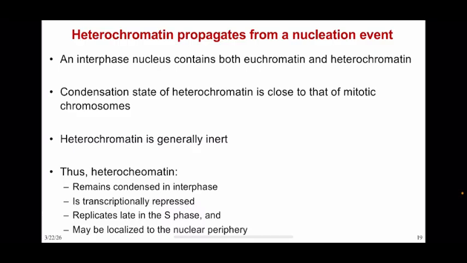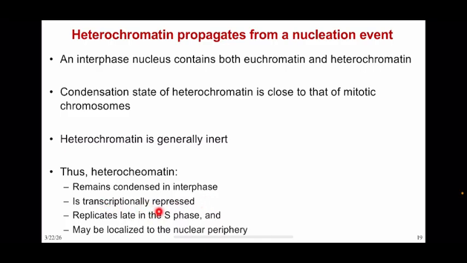So if a cell is in the interphase, its nucleus will contain both euchromatin and heterochromatin. Heterochromatin is generally inactive, I'm sure we know this, right? So heterochromatin is going to remain condensed in the interphase, and it is transcriptionally repressed. It replicates later in the S phase.